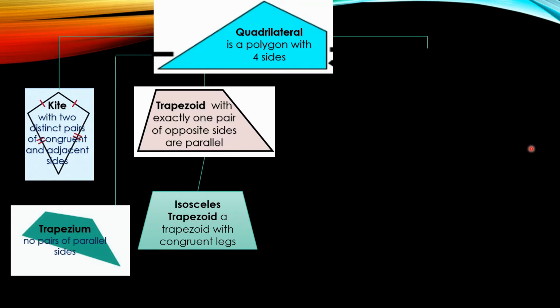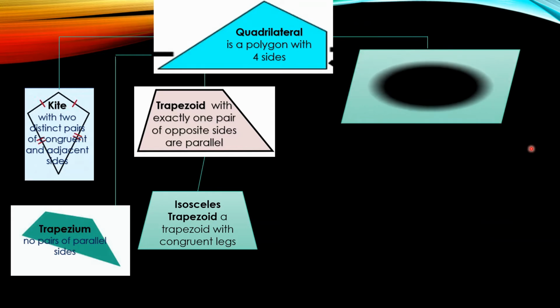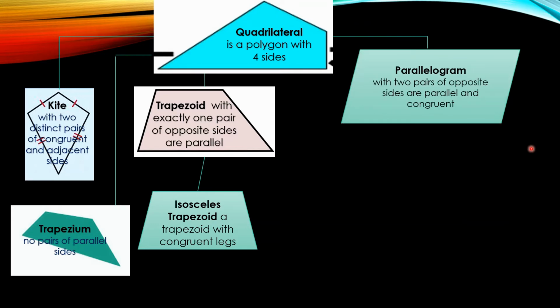So, another kind of quadrilateral is the parallelogram, with two pairs of opposite sides that are parallel and congruent. So, two pairs, meaning the upper part and the lower part of the side are parallel and congruent. And also the left side and the right side. So, these sides are parallel and congruent. So, we have two pairs of opposite sides that are parallel and congruent. And that is called a parallelogram.